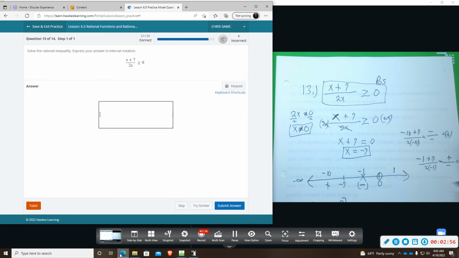And then we'll plug in 1. So if I plug in 1, I have 1 plus 7 over 2 times 1. So 1 plus 7 gives us a positive 8, and then 2 times 1 is positive, and this comes out positive as well. And that's what we're looking for. So from 0 to infinity is going to be another part. And we can't put 0 in a bracket because that makes the bottom 0, and that's going to be undefined. So we don't put a bracket on that one. We would if it wasn't making the denominator 0.